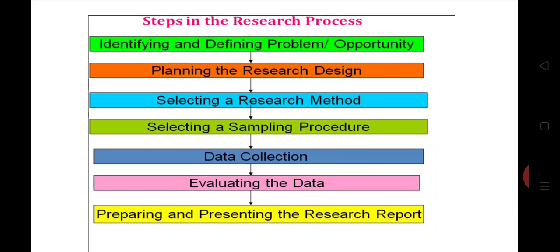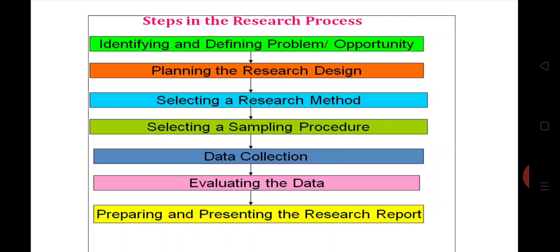Number 1, identifying and defining the research problem or opportunity. We have discussed it in lots of detail. And next is planning the research design. You have to plan the research. You have to select a research method, sampling technique, population, sample. Number 3, selecting a research method.